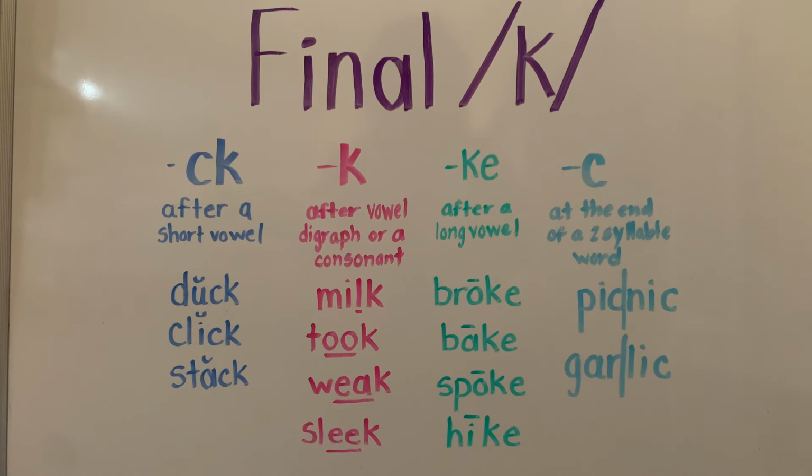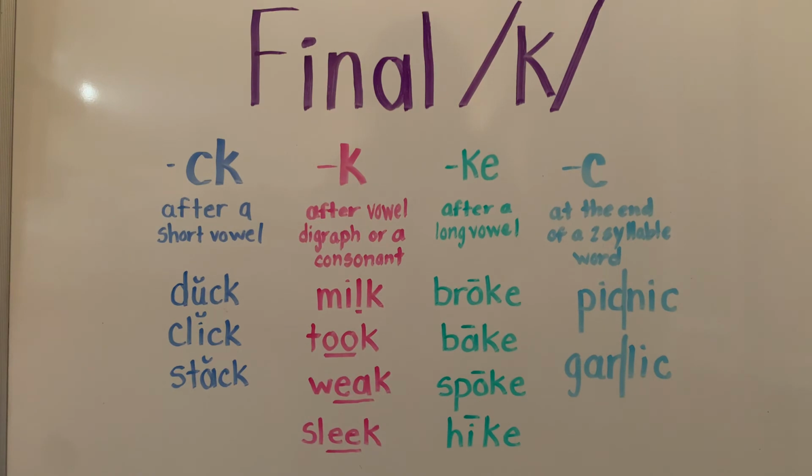The third rule says if the K sound comes after a long vowel, it's going to be KE. And this one's pretty simple because we know if that vowel is long, there has to be something on the end of that word making him say his name. So it's going to be a K with an E after it. So the first word is broke, long O, magic E on the end. So it's going to be a KE pattern. Bake, long A, KE on the end. Spoke, long O, KE on the end. And hike, long I, KE on the end.